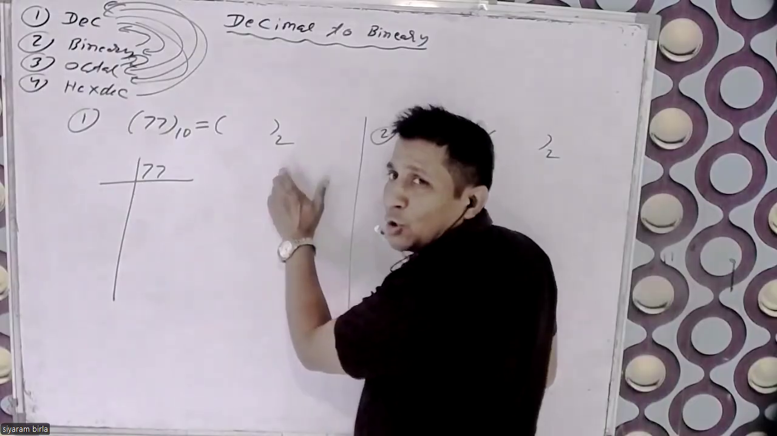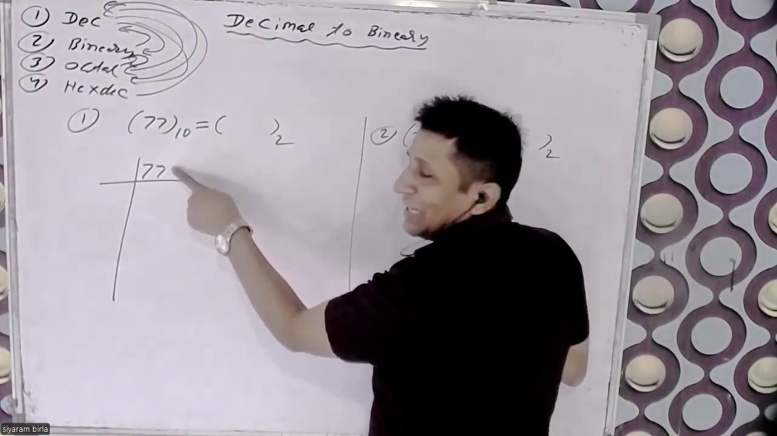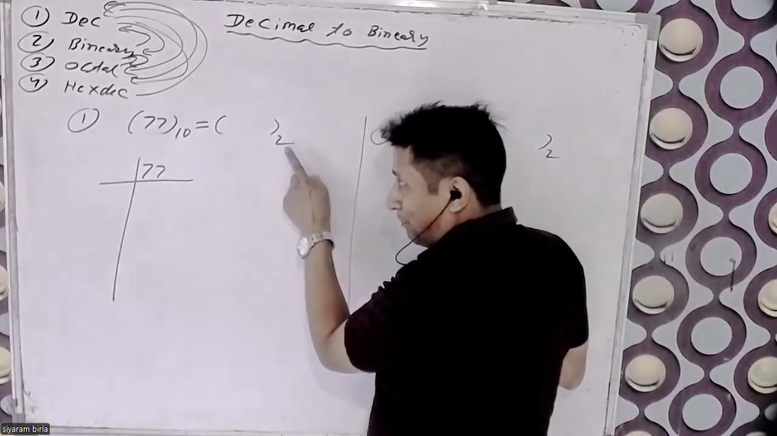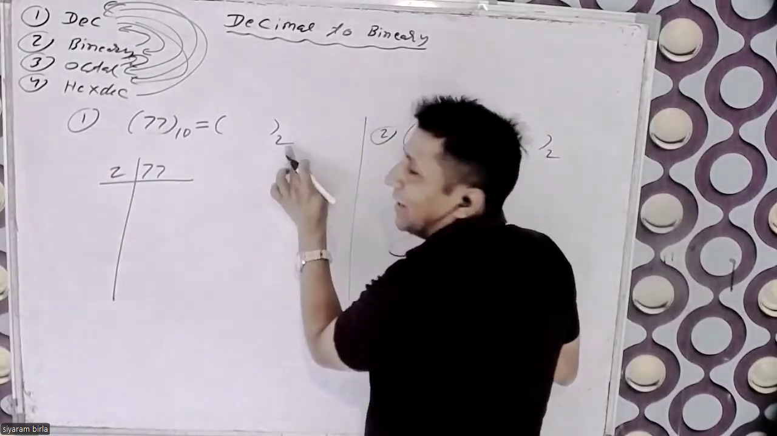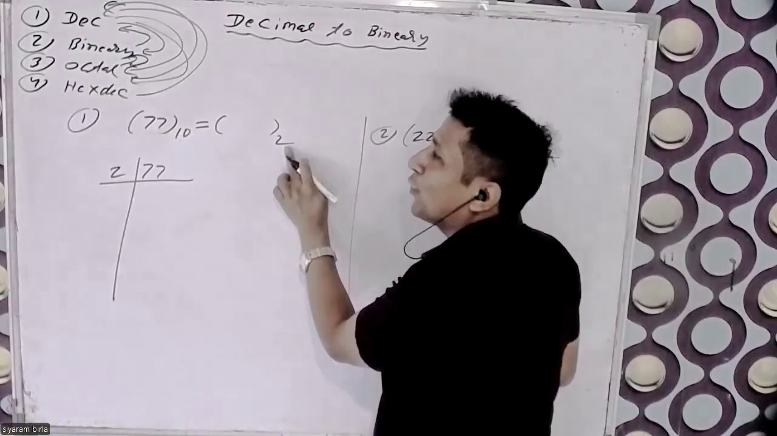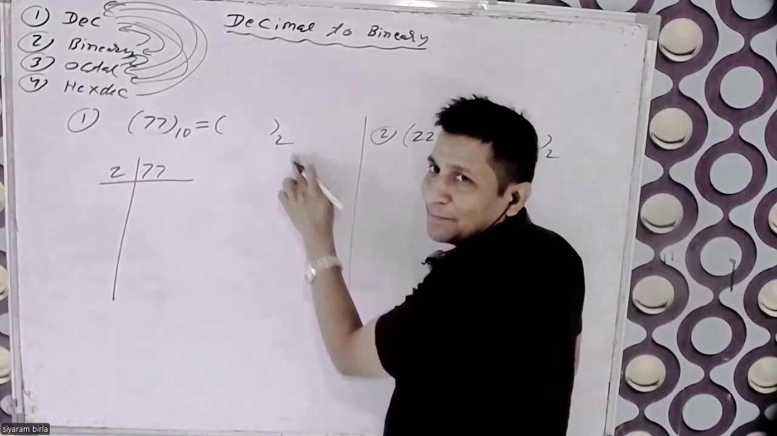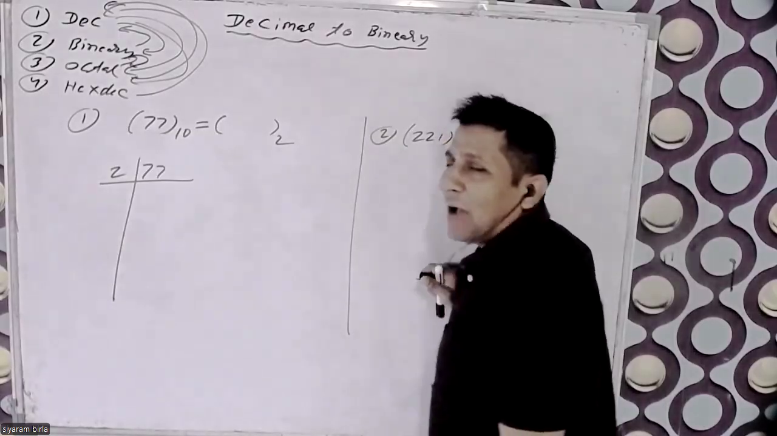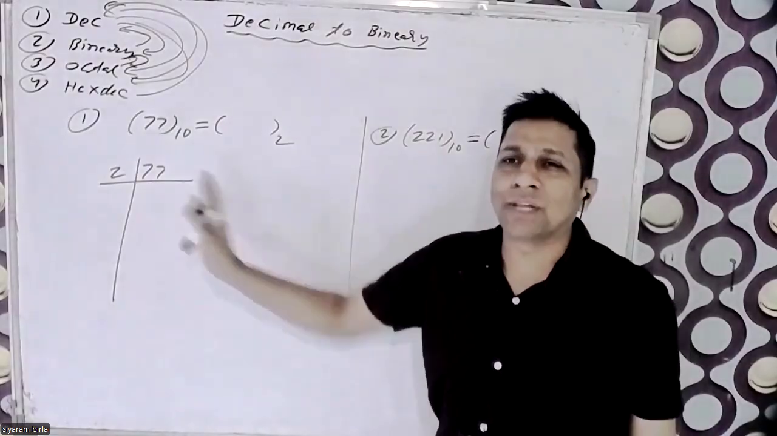So the base is 2. Whatever decimal number you want to convert into binary, you divide by 2. If you convert into octal, you divide by 8, which I'll explain in the next class. If you convert into hexadecimal, you need to divide by 16. Right now I'm teaching decimal to binary, so I divide by the base 2.